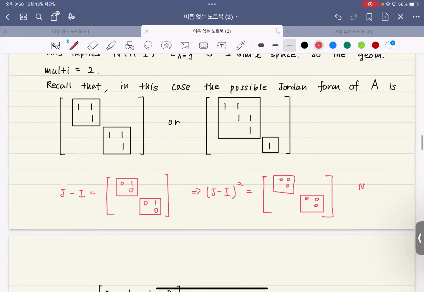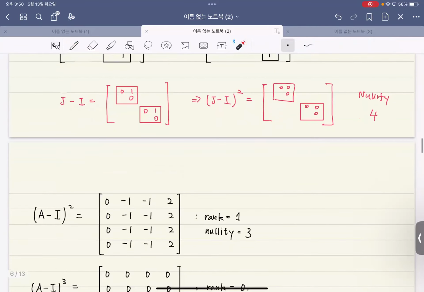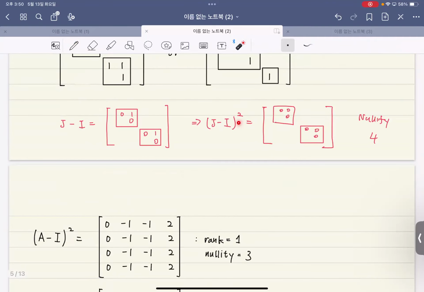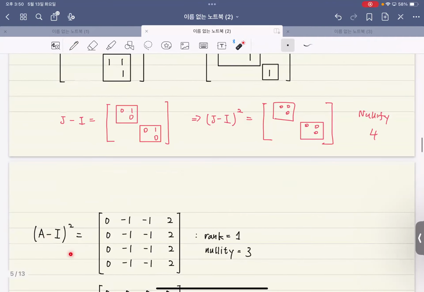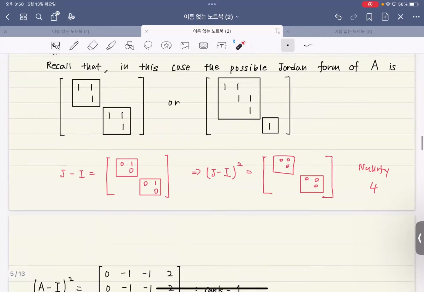so whose nullity is 4. Okay, but this computation clearly says that (A - I) squared has nullity not 4 but 3. So therefore, the nullity of the square does not match the nullity of this guy. Right? So because of this reason, this guy cannot be the Jordan form of A.